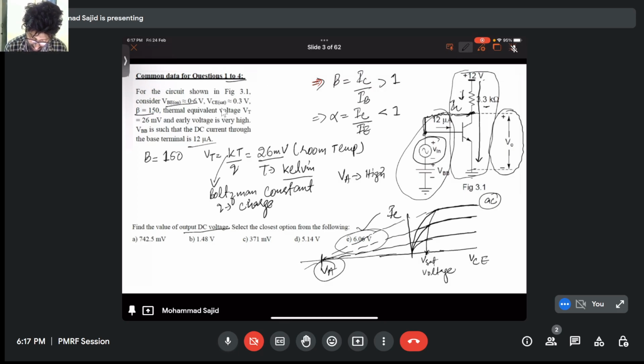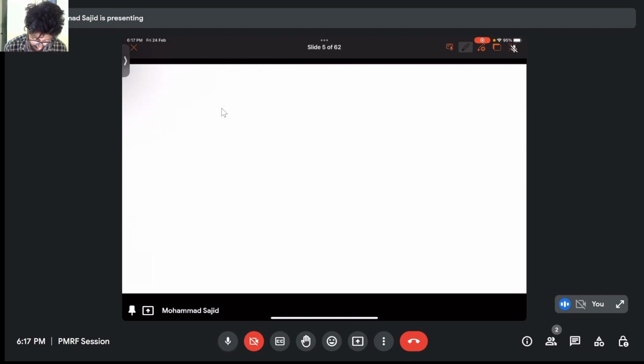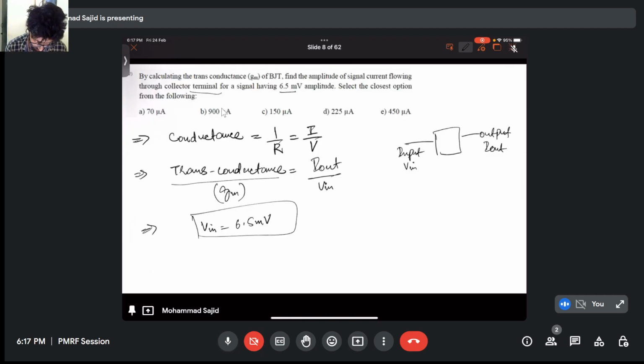So V in is given to us as 6.5 millivolt, which in actuality will be some signal A times, let's say, sine of omega t. This amplitude is given to us as 6.5 millivolt. That is the max amplitude, the peak voltage. So this is a peak voltage that is given to us, and corresponding to this peak voltage, we have to calculate the amplitude of the signal current, that is I out, that is I C.